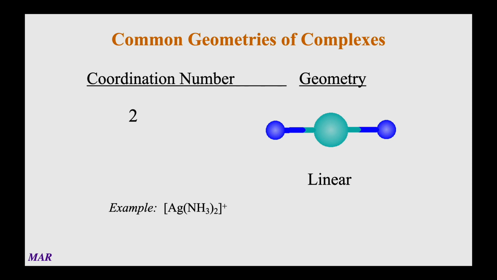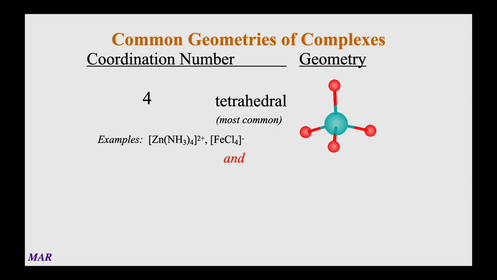AgNH3+ is a complex ion. It's great at removing silver chloride from glassware sometimes, but anyway, that would be an example of a linear geometry. The light blue atom in the center would be the silver, and then the dark blue circles on the outside, each of those represents the nitrogen in ammonia. If you have a coordination number of 4, there are 2 possible geometries, and the most common geometry usually is tetrahedral, just like in Chem 222.